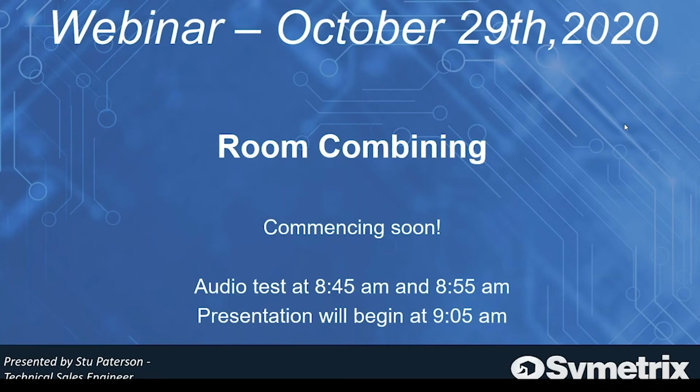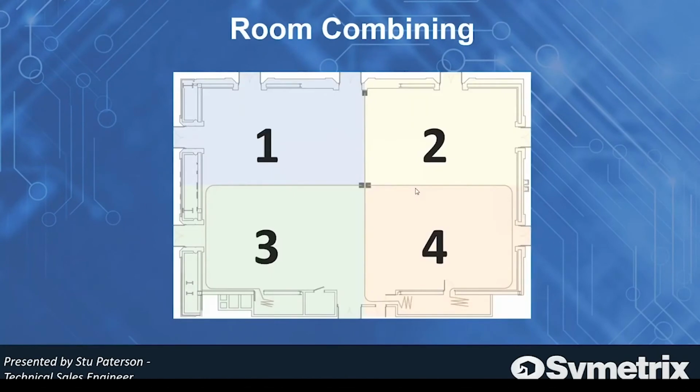in our Composer software. Let's talk about what the heck is room combining anyway. In certain applications, let's just say a banquet hall or a hotel, you have many smaller rooms that have divisible walls that can be arranged in multiple configurations. So we're going to use this as an example.